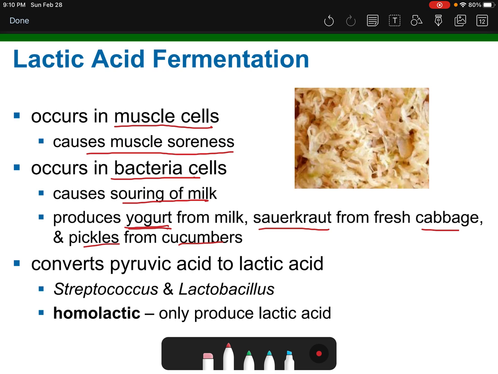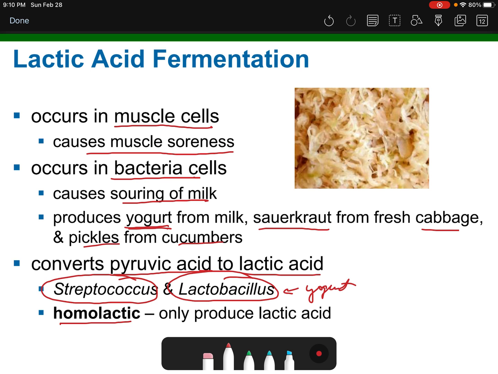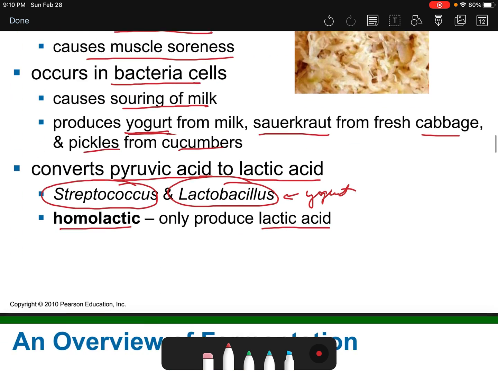Certain types of cheeses. So it converts that pyruvic acid, instead of to water and carbon dioxide and ATP like we do in aerobic respiration, to lactic acid in fermentation. The two main types of bacteria here are the Streptococcus species and the Lactobacillus species. If you look on the side of a yogurt container, you're going to see Lactobacillus species names on there, and other types of bacteria listed on the yogurt. If it's a homolactic type of bacteria, it only produces lactic acid.